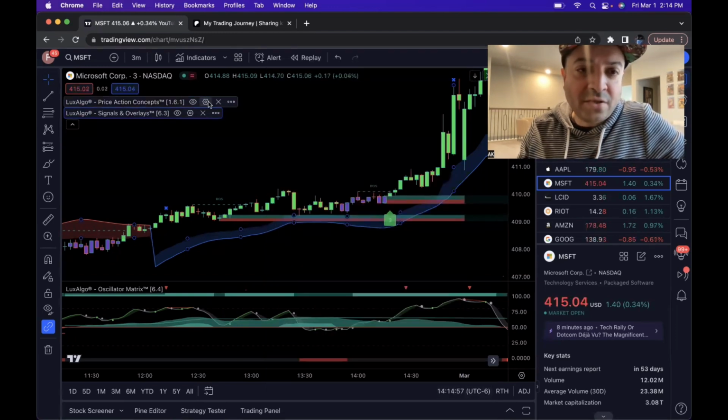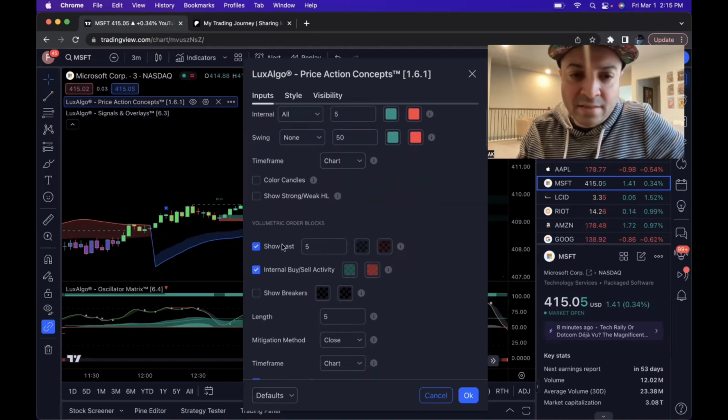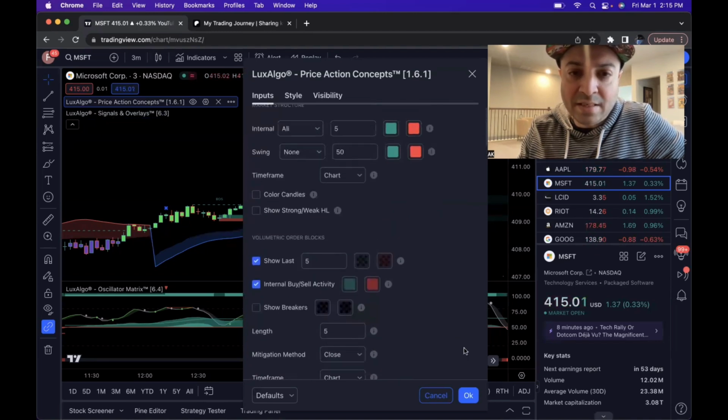And then on the price action concepts, go into settings. I need to look at order blocks and then I uncheck the midline. I don't want to see that. And that is basically it.